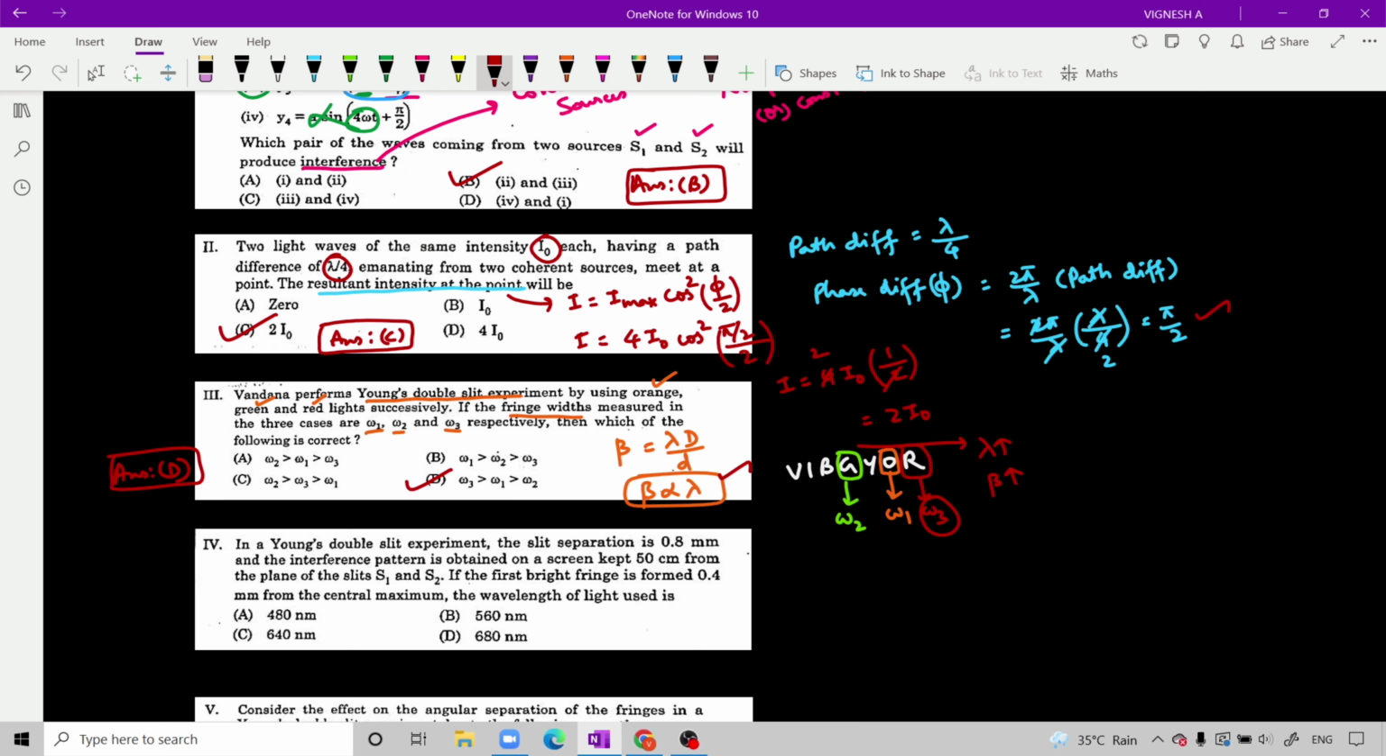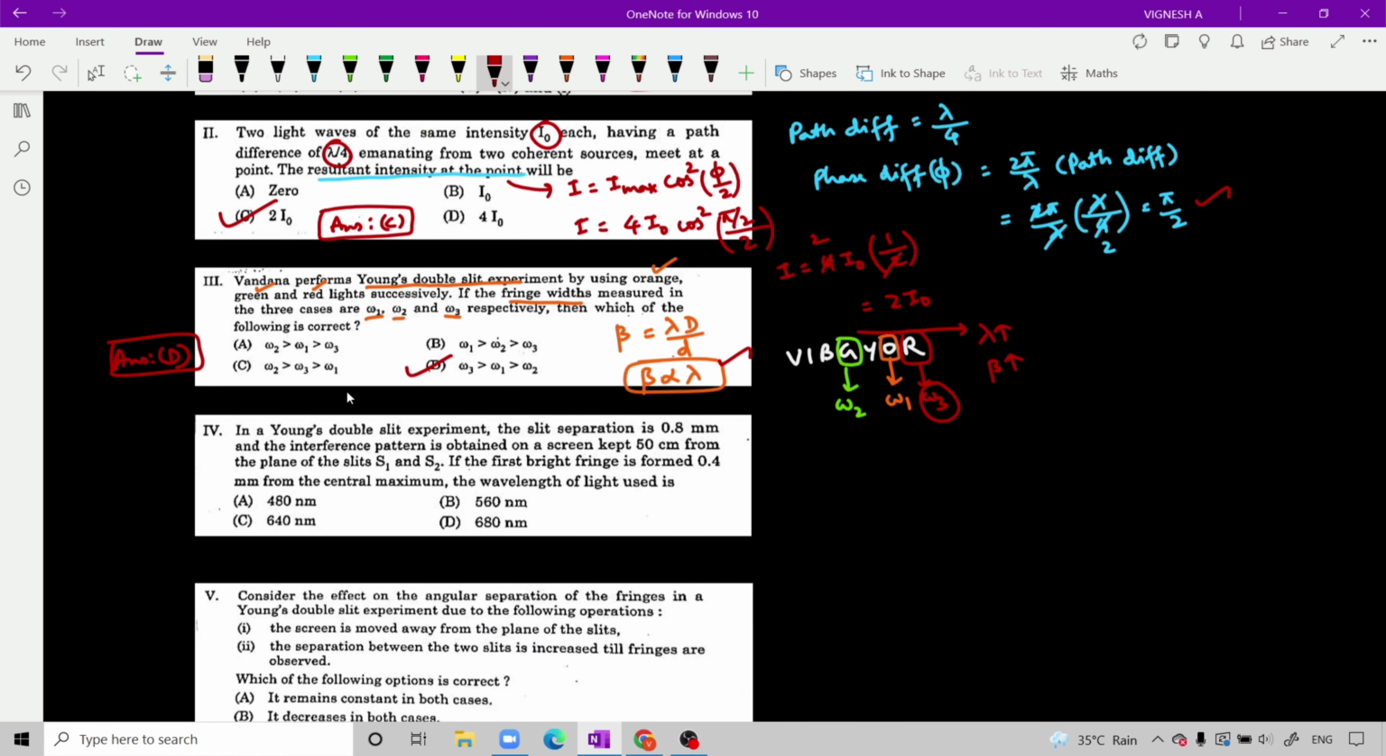Right then, moving on further, question number 4. In YDSE, the slit separation is small d. Okay, slit separation is small d, which is 0.8 millimeter, and the interference pattern is obtained on the screen which is kept 50 centimeter away. So this capital D is given as 50 centimeters, which is 50 into 10 power minus 2 meter. That is clear. So from the slits, the first bright fringe. So for the bright fringe condition, x is equal to n lambda capital D by small d.